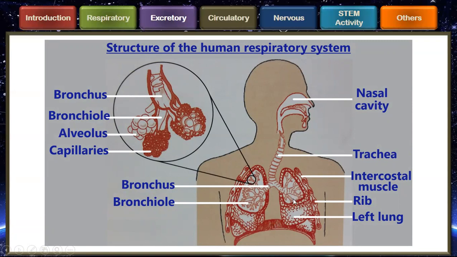The very small tubes, which are bronchioles, are connected to alveoli, or alveolus when it is one, alveoli when it is many. And the very small blood vessels here are called capillaries. Here there is always an exchange of gases between the capillaries and the alveolus.